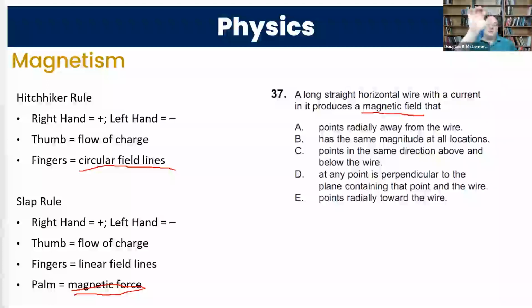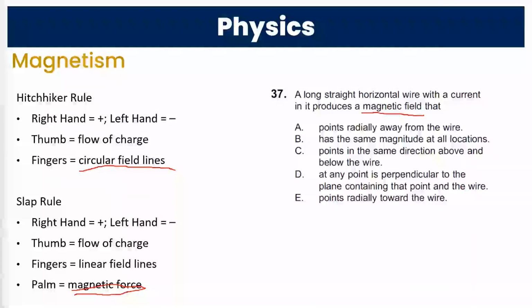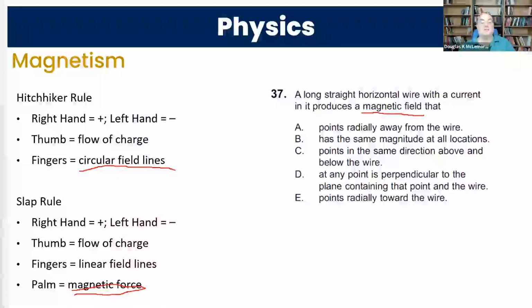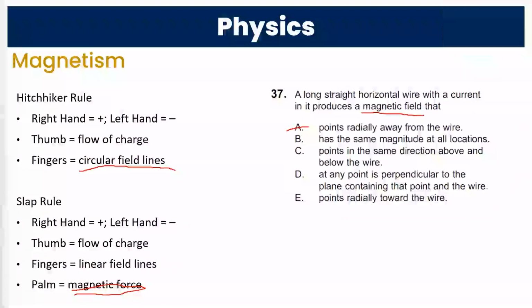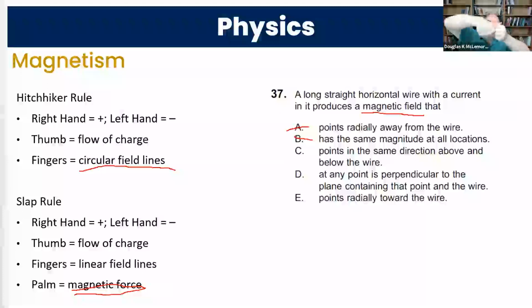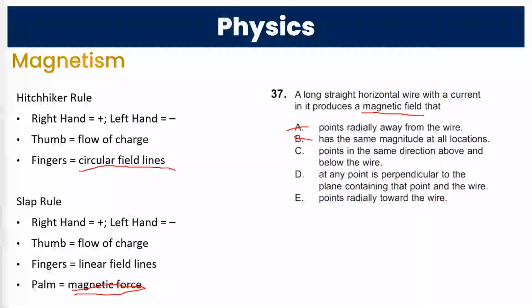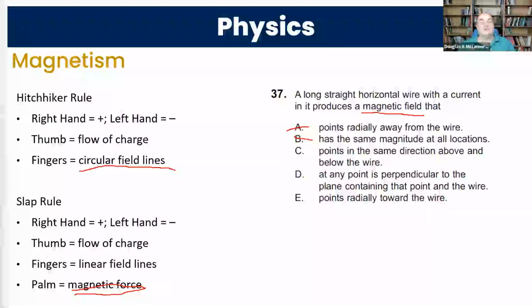So when I'm thinking about this right-hand rule, my fingers are pointed in circles. So are they radially away from the wire? No, they're wrapped around the wire. So A is out. Same magnitude at all locations. Is that ever true about magnetic fields? No. Points in the same direction above and below the wire. Above and below the wire, yes. Is it the same direction though? Oh, no. Above the wire, it's out. Below the wire, it's in.